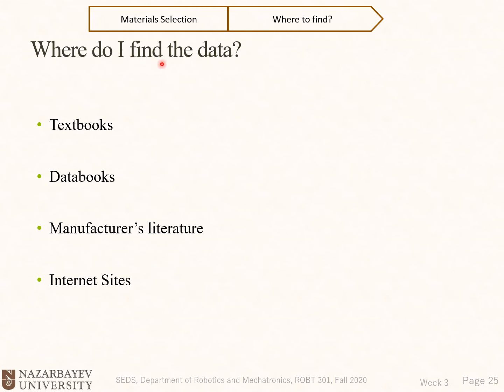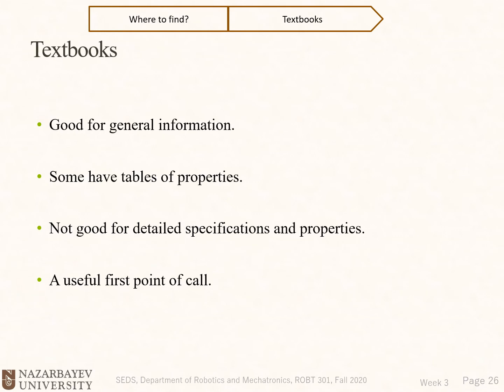So where do I find the data? Yes, so for example, now you thought of your design and you know that you need these specific properties. Where could you find a proper data set? You could find those in textbooks, data books, manufacturers' literature or manuals, or internet sites. Textbooks are good for general information. Some have tables of properties. They're not good for detailed specifications and properties, but they are a useful first point of call.